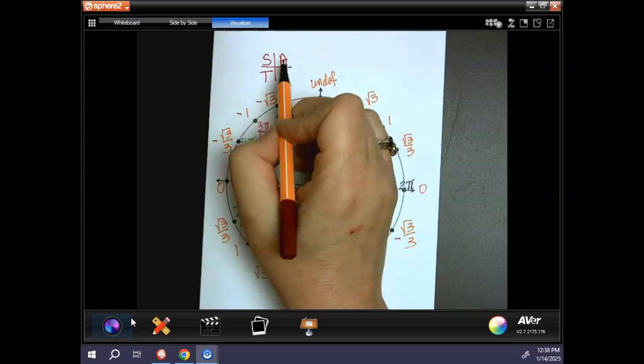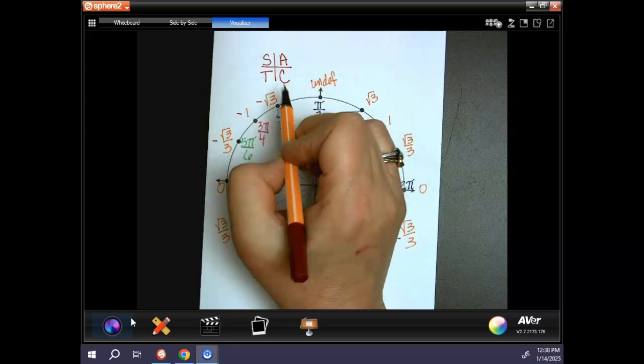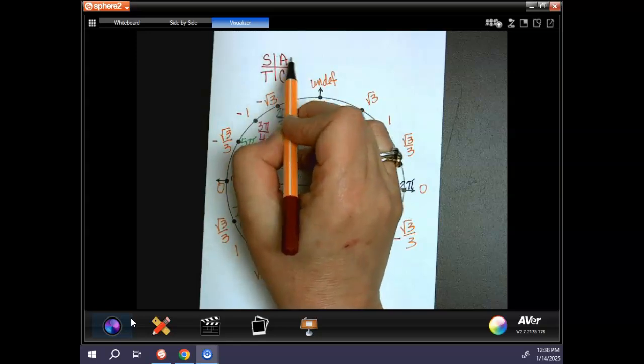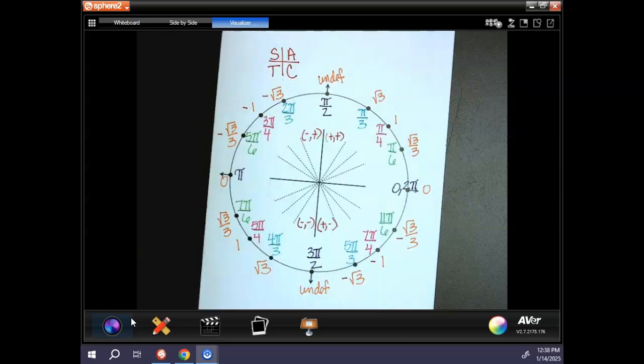So to remember this order, here's a little sentence for this. All students take calculus. You start in the first quadrant, go around. All students take calculus. That's how you remember what's positive in what quadrant. Okay? Does that make sense to you?